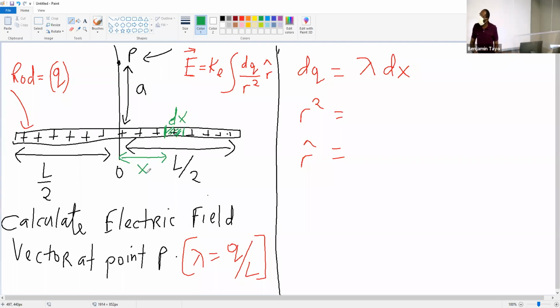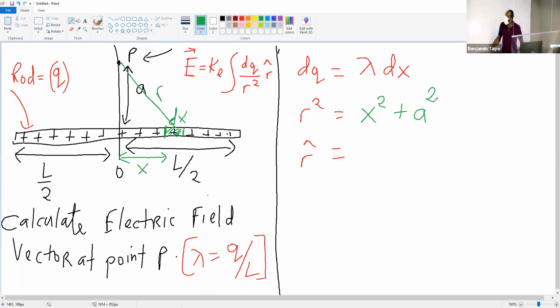Now, what is the distance r? The distance r is the distance from the source. In this case, my source is my dx, right? So what is the distance from my dx to the point P? It's the square root of x squared plus a squared. So it's this distance right here. So this is my r, and r squared is equal to x squared plus a squared. I want to show you step by step how to set up everything, right?